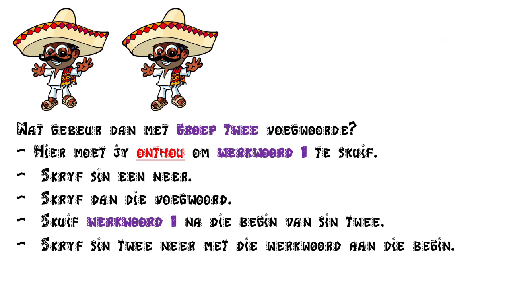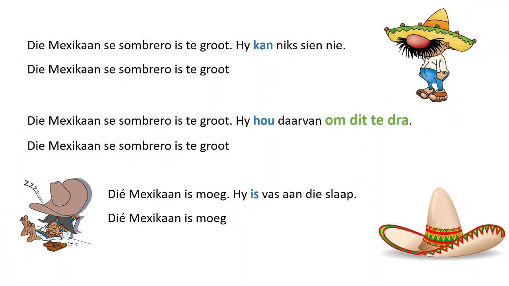Let's have a look at some examples. Okay, die Mexicaan se sombrero is te groot, hy kan niks sien nie. So the verb I've highlighted, the verb is kan. Die Mexicaan se sombrero is groot, daarom is going to be our conjunction. So we'll put a semicolon because it's altyd a comma punt before daarom. Daarom, now we move kan to the front. Daarom kan hy niks sien nie. So all you're doing in group 2, put the conjunction after the first sentence and move the verb from the next sentence to the front, followed by the rest of the sentence.